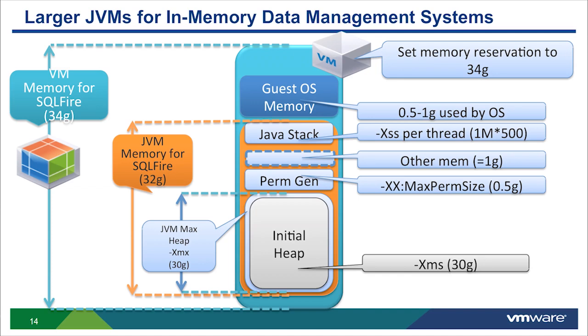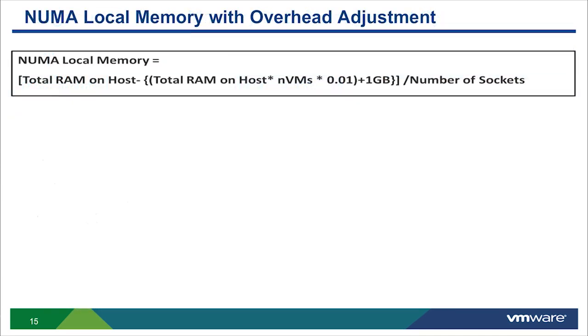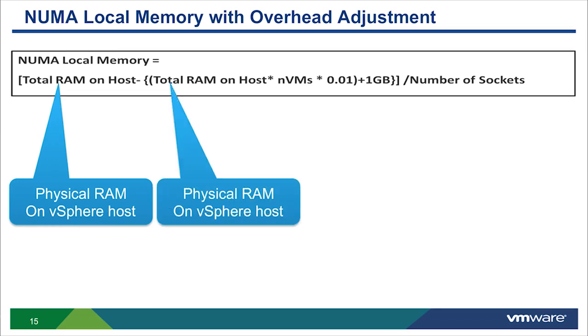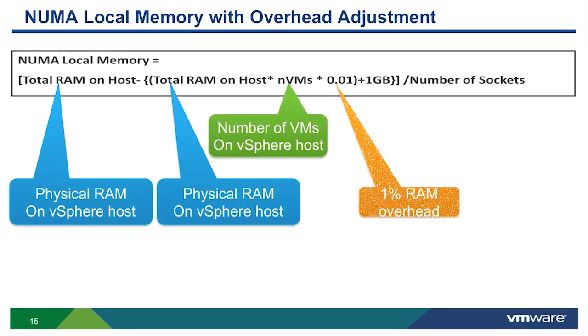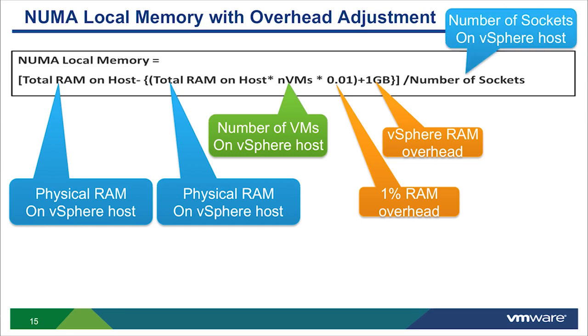Now, if you're on a physical system, obviously this section of the overhead does not apply, but let's assume you're on a virtual environment. Here we're trying to determine NUMA. In a couple of slides I'll show you what NUMA is, but the equation is this. You take the total amount of memory, and then we take the overhead calculation. Every time you size a VM, there's about 1% overhead of memory required for the VM. And then ESX needs about 1 gig, and then we divide by the number of sockets.